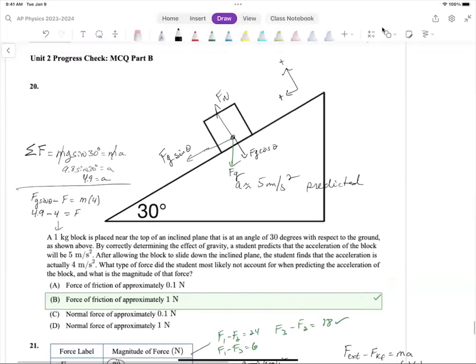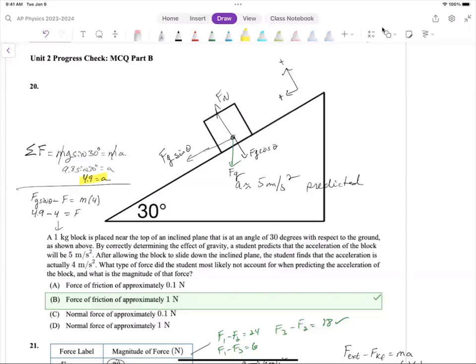So I went up here. I just proved that it was 4.9. I didn't have to do this part. I summed the forces in the x direction, which is down the plane, and that is Fg sine theta equals ma. That's 4.9. Again, I used 9.8. You could have used 10. You would have gotten exactly 5, I think.